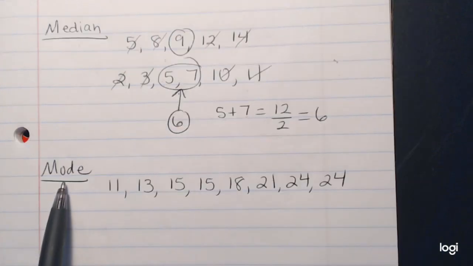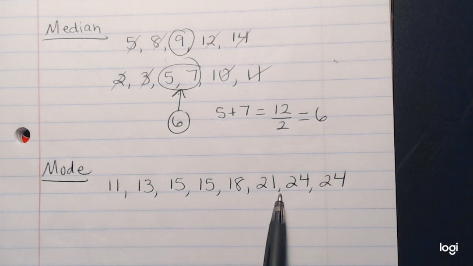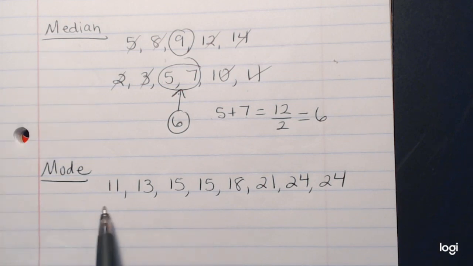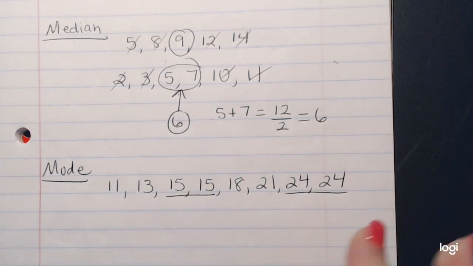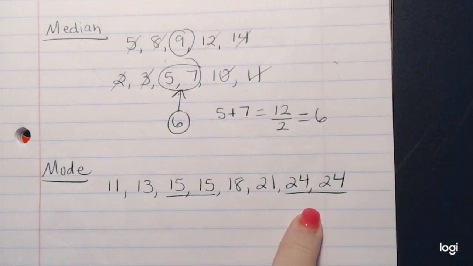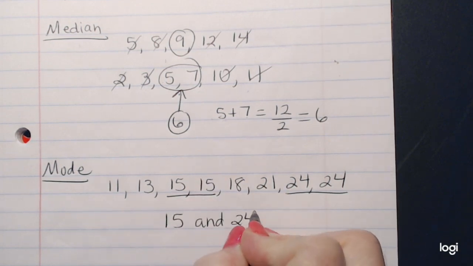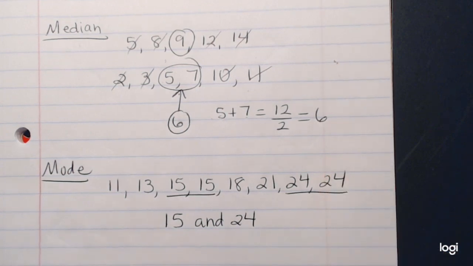All right, so the next thing we're going to write in our notes is the word mode, and we're going to list all of these numbers: 11, 13, 15, 15, 18, 21, 24, and 24. Mode, if you recall from up above in our notes, is the number that's listed the most. Well, if you notice, I have 2 modes. 15 is listed twice and 24. So it is possible to have 2 modes. And so I would list my modes as 15 and 24. If 24 was only listed once, then obviously I would only have 1 mode.